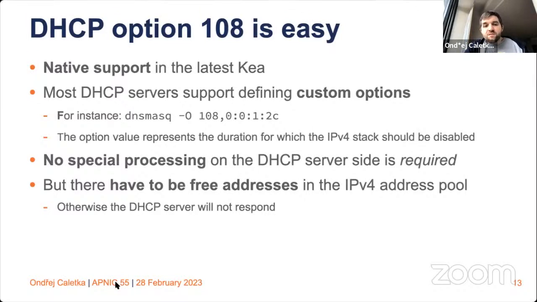But even if you use a different DHCP server, as long as it supports custom options, you can create option 108 by defining a custom option, because there is no requirement for any special handling of this option. So any 20-year-old DHCP server that supports custom options can do it. There's an example with dnsmasq.